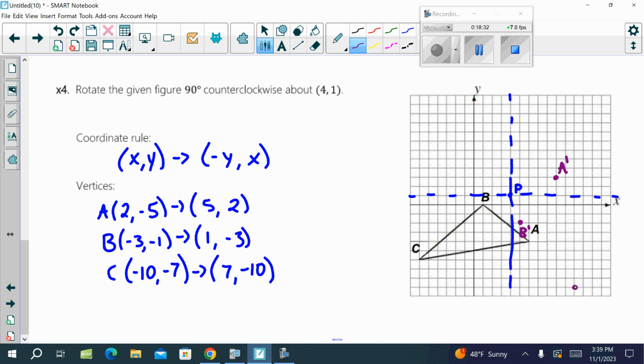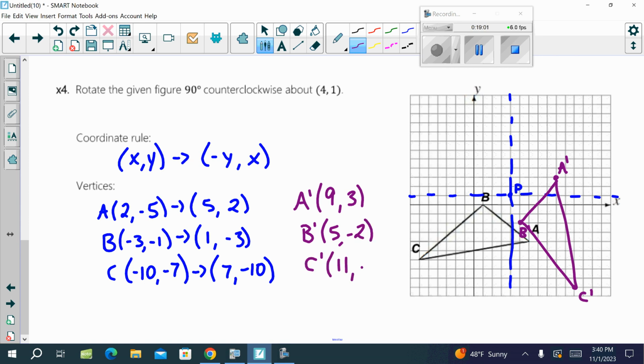Alright, I think that should be right. Is that where you guys got your triangle to be? Does that look correct? Alright. Hey, you guys want to give me those points really quick? Where's A prime? 9, 3? Yep. -2. And C prime? 11, -9. Alright, we'll continue tomorrow.